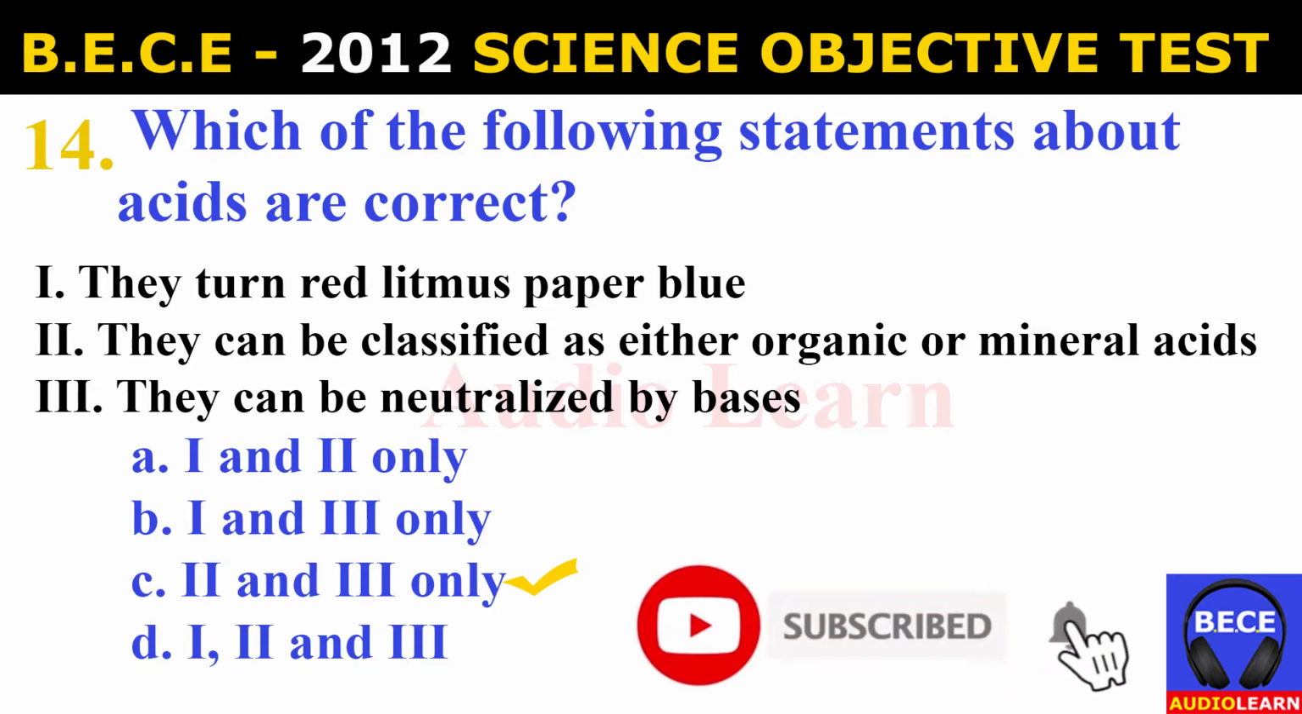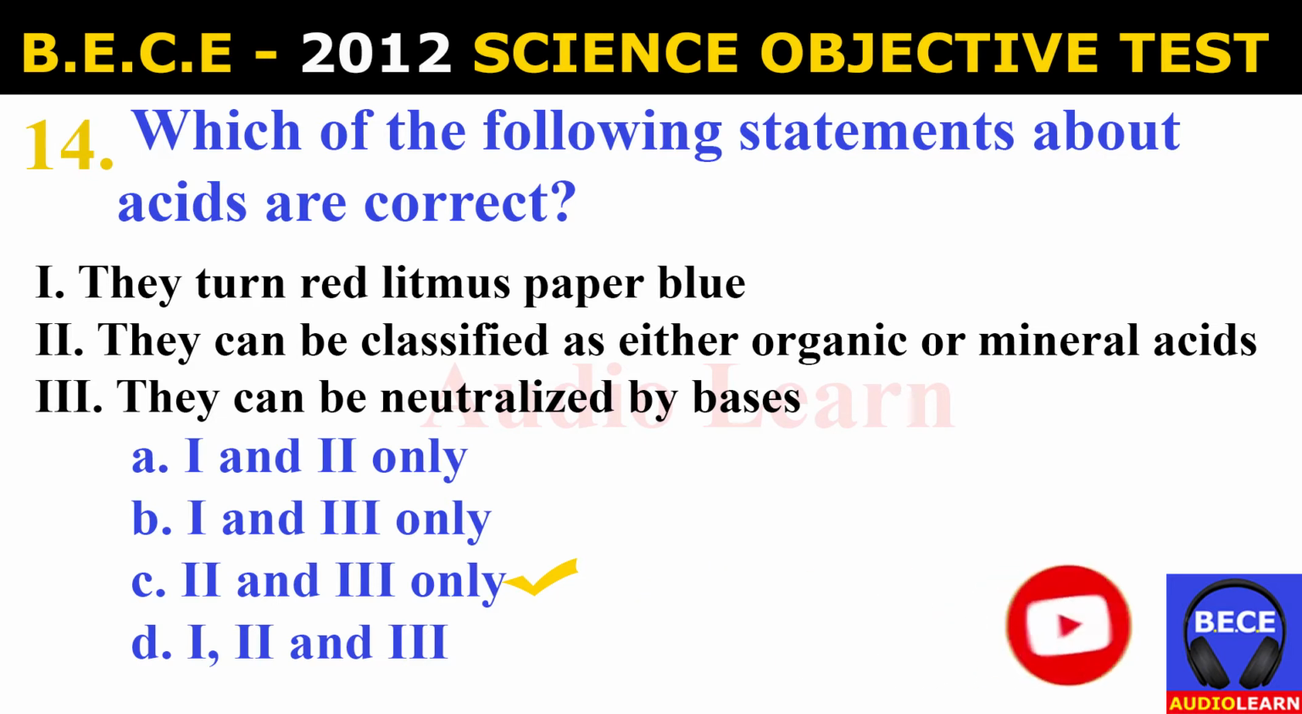B. I and III only. C. I and III only. D. I and III. And the answer is C. I and III only, which is they can be classified as either organic or mineral acids, and they can be neutralized by bases. And the question was, which of the following statements about acids are correct?